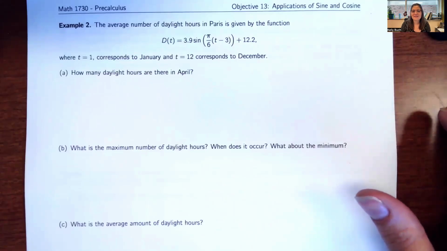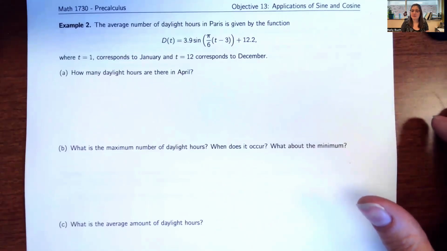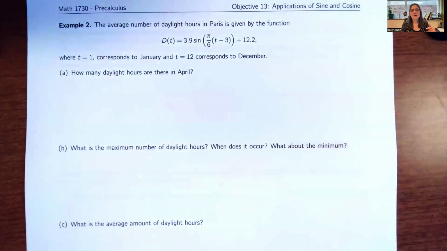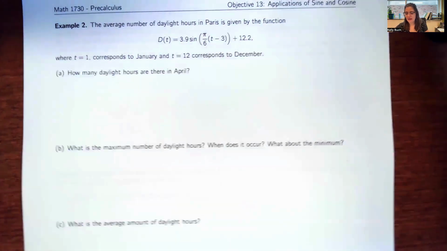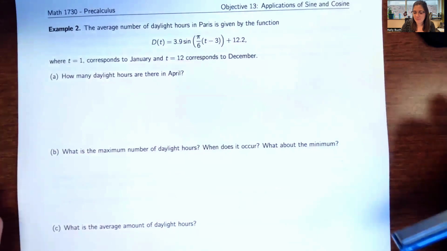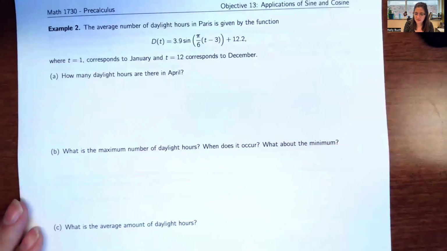Welcome back. In the last video, we worked on trying to build a model given some data. And now I want to go the other direction. Given a mathematical model, I want to try to answer some questions about the real world with this model that's already given to us. So in this example, I want to look at the average number of daylight hours in Paris. And it's given by the function d of t.